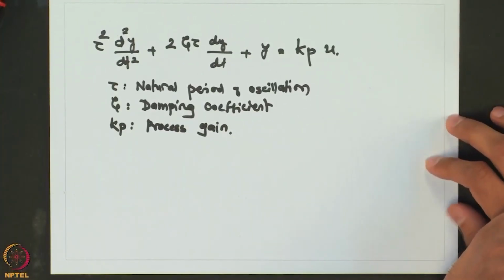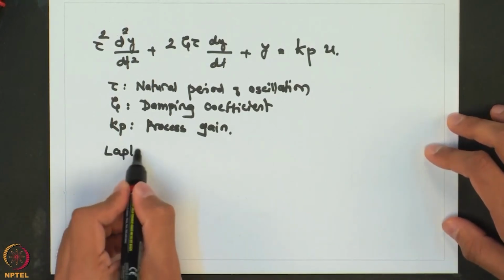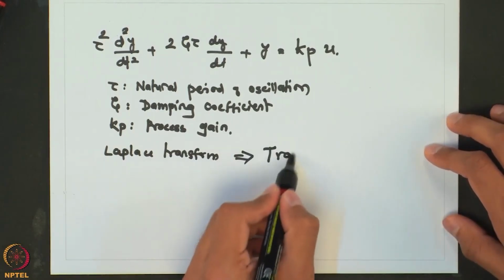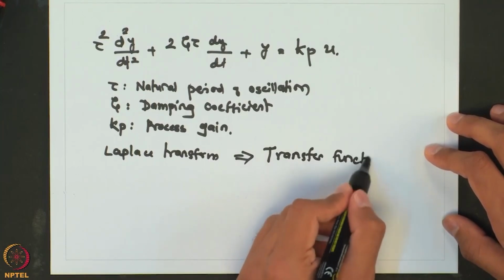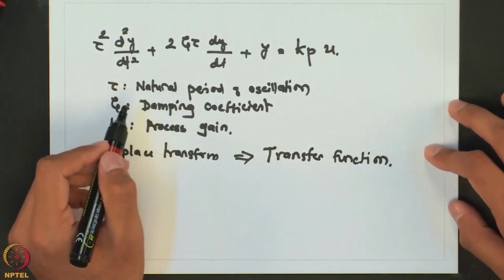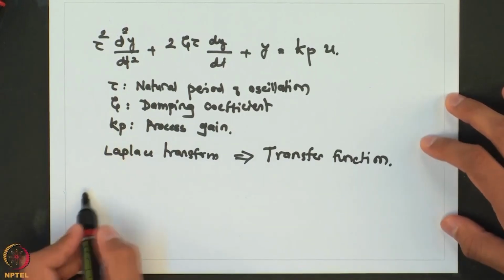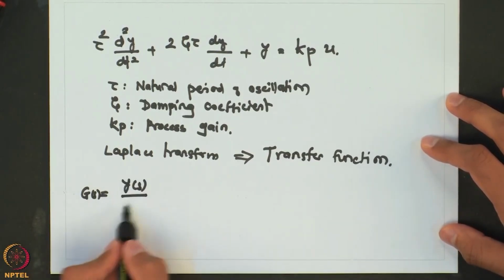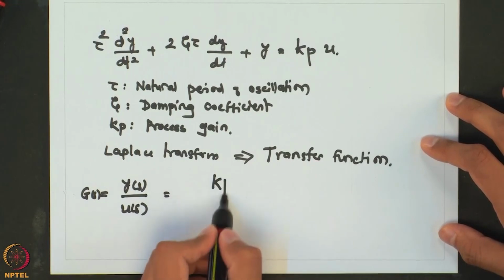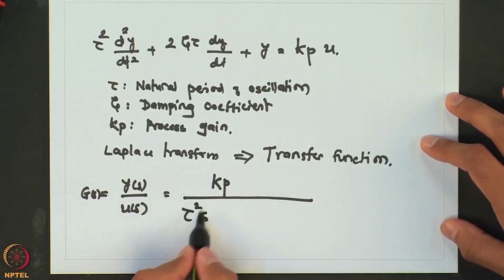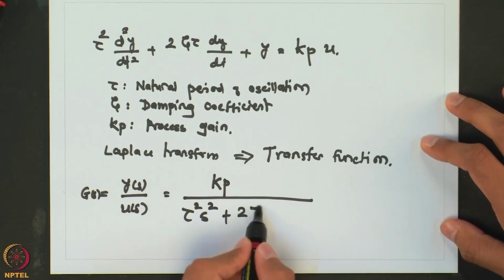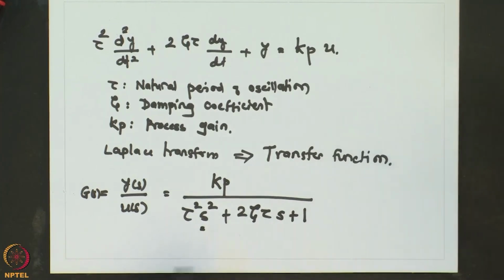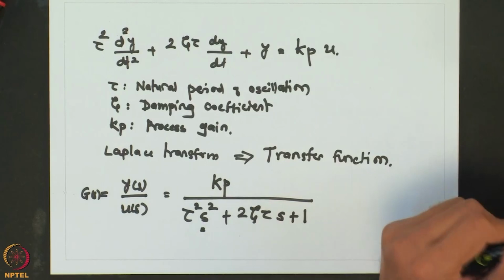So, like the first order systems, we will also take a Laplace transform that will give us the transfer function for the second order process. If we take the Laplace of this particular equation and write it in transfer function notation, what we get is the transfer function G of s, which is Y(s) over U(s), equal to Kp over tau square s square plus twice zeta tau s plus 1. So it is second order in the sense that it is a quadratic in terms of the Laplace variable s.